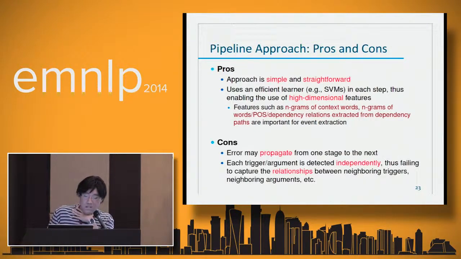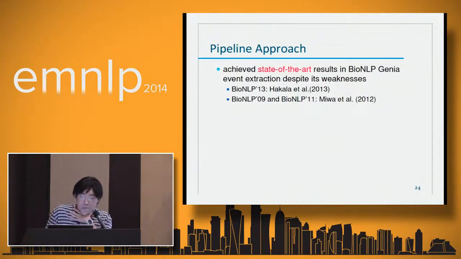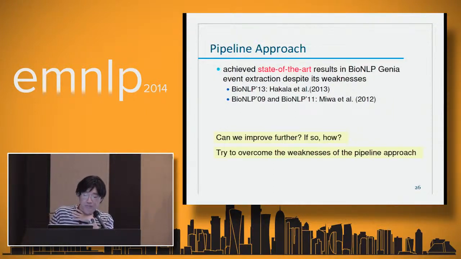And what are the cons of this approach? Well, errors may propagate from one stage to another. And since each trigger or argument is detected independently, this approach fails to capture the relationships between neighboring triggers, neighboring arguments, etc. Despite its weaknesses, the pipeline approach actually achieves state-of-the-art results in the bio-NLP Genia event extraction tasks. And so the question is, can we improve further? And if so, how? Well, one way to improve is to try to overcome the weaknesses of this pipeline approach.